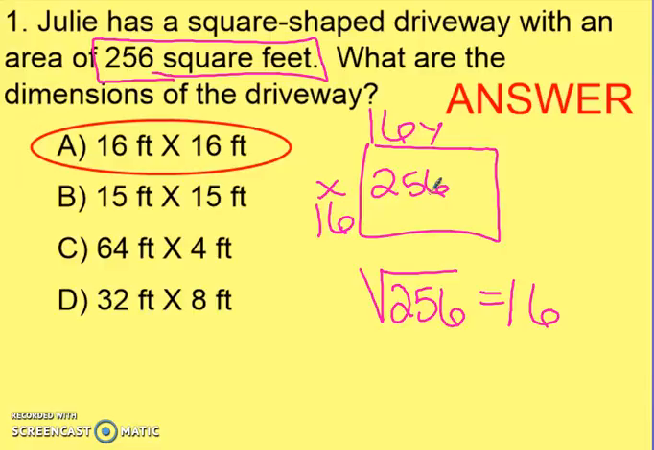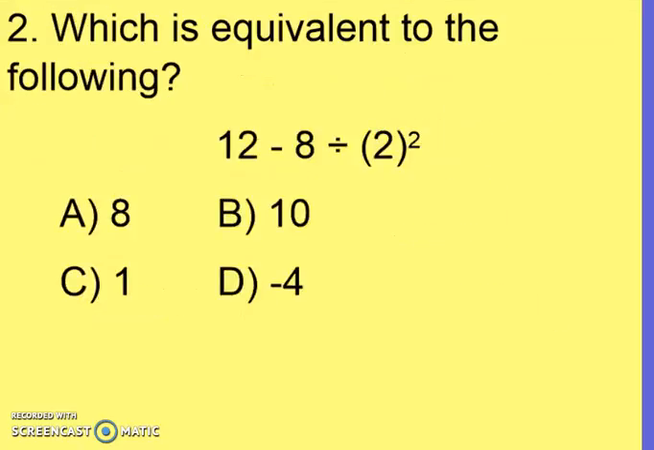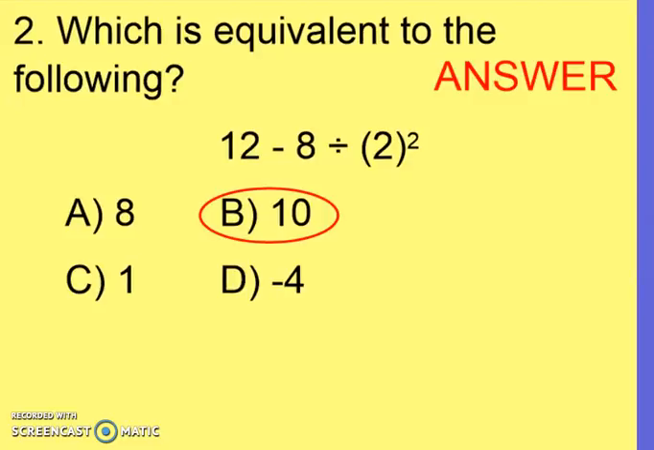And remember, a square has to have all sides the same length. So that's why it has to be the same number. So really, you could have instantly gotten rid of these two, right? Here's number 2. And here is the answer.